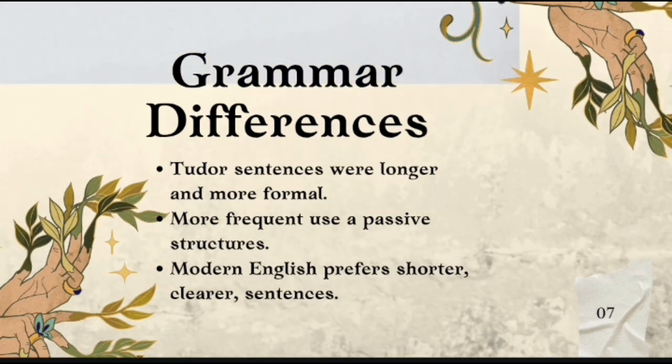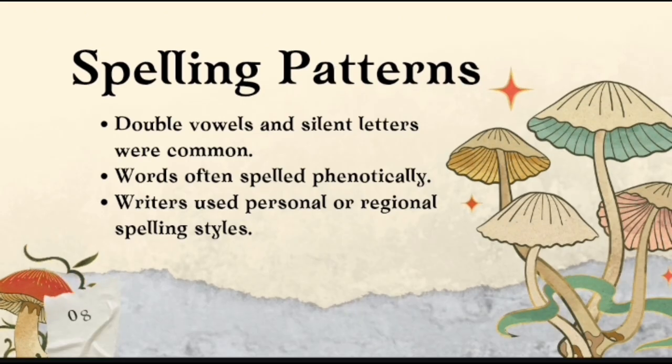Tudor spelling often included double letters, silent letters, and more phonetic writing. Because there were no strict rules, people spelled words in their own ways. This makes Tudor English look inconsistent, but it also shows how flexible the language was at that time.